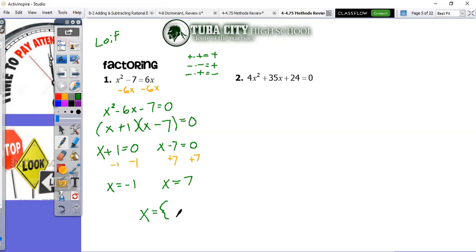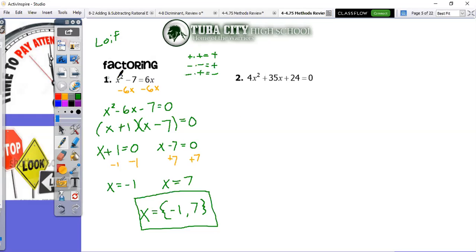So what we need to do now is write our answer in set notation, because we have a set of solutions where one is -7 and the other solution, wait, did I say -7? I meant to say -1 and 7. So here are the two solutions that we have. If I were to plug -1 back into the original, -1 squared would be 1. 1 minus 7 is -6. And on this side, 6 times -1 would still be -6. So -6 equals -6. That makes it true.